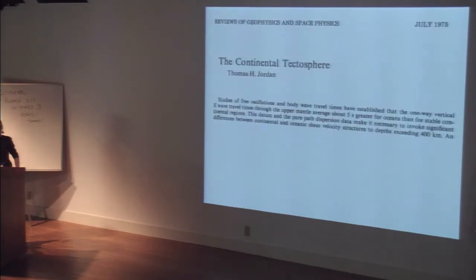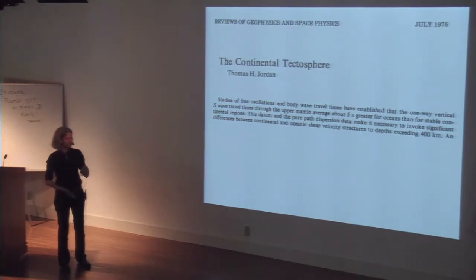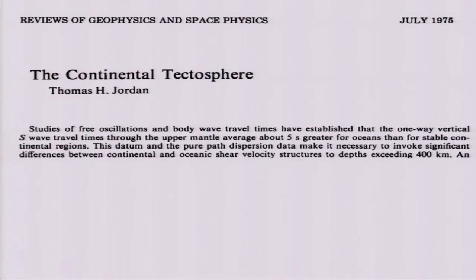And there's a very well-cited paper pointing out that there must be very deep variations between the continents and the oceans that Tom Jordan wrote in 1975, in a series of papers following on that. Now this just says that there has to be a variation under continental regions. He argued that it should exceed 400 kilometers.